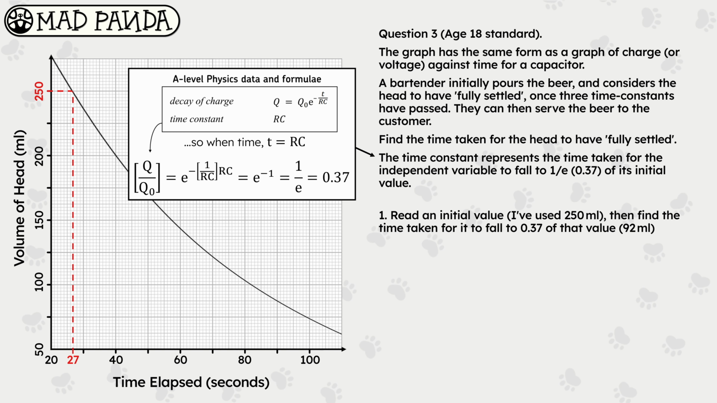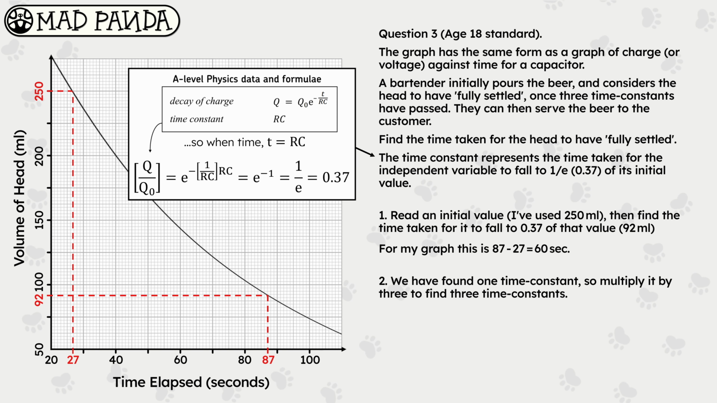And then we just need to read off the time taken for it to fall to 0.37 of that value, which I reckon is 92 millilitres. So the time interval is from 27 seconds to 87 seconds, so one time constant corresponds to 60 seconds. Once we've found one time constant, we just need to multiply that by 3, so 3 time constants corresponds to 180 seconds, therefore the beer is considered to have been fully settled after 180 seconds or 3 minutes.